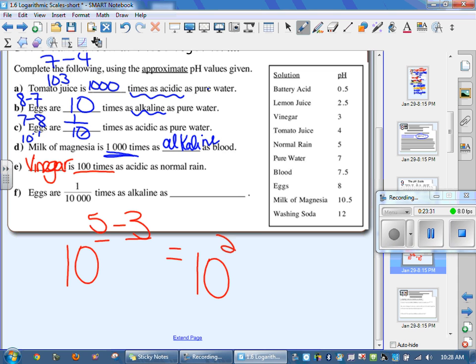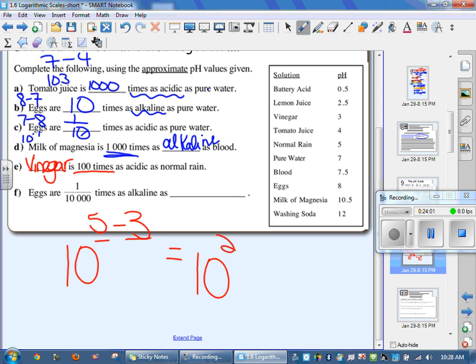All right. Eggs are 1/10,000 as alkaline, which means it's not as alkaline. It's weaker alkaline, which means it's more acidic. Does that make sense? Okay, so let's take a look at that. You're going to put something, subtract something, so you want something that's going to give you a 10 to the negative 4, right? That's what we're looking at, 10 to the negative 4.